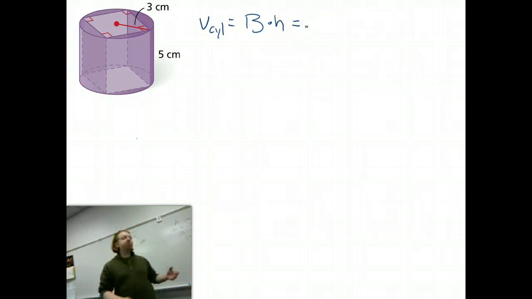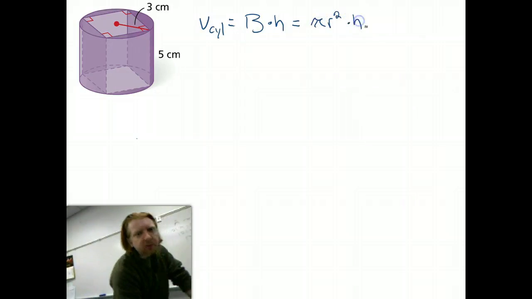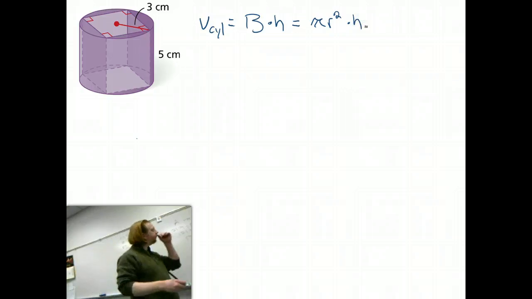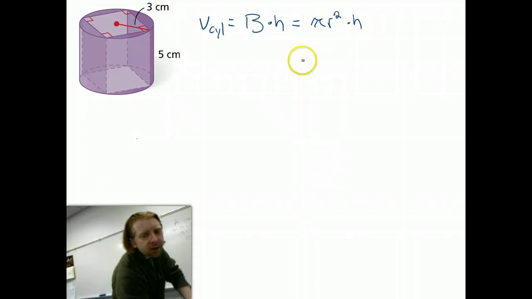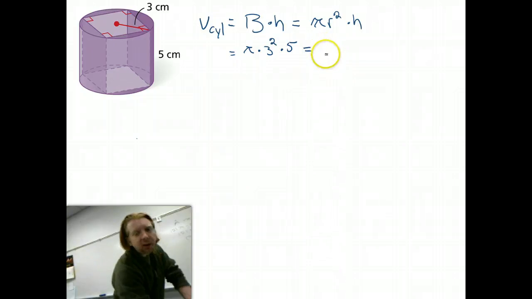First thing I want is the volume of the cylinder. Volume, we said, is area of the base times the height. And in this case, the base is a circle. So pi r squared. And again, times the height. That'll give me the whole cylinder. Volume of the cylinder. CYL. So let's see, this is going to be pi times 3 squared times 5. Works out to be 45 pi.